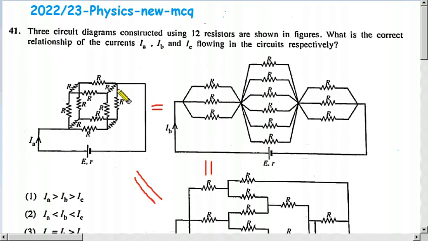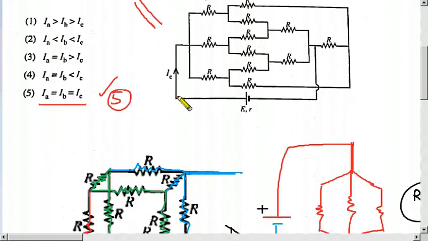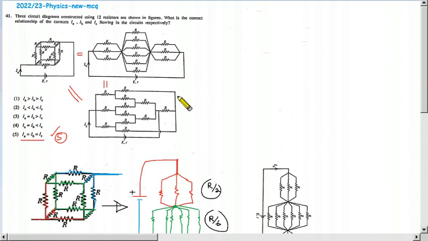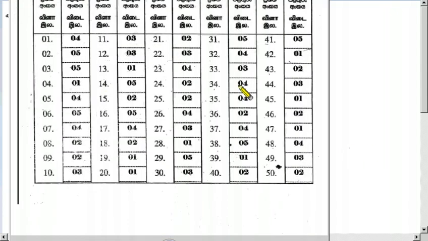So if you have done these types of things previously, you don't have to do much. From the first glance you can identify that these three are equal. So now we have solved the problem. The answer is the fifth one. So let us check the answer sheet. 41, the answer is 5.